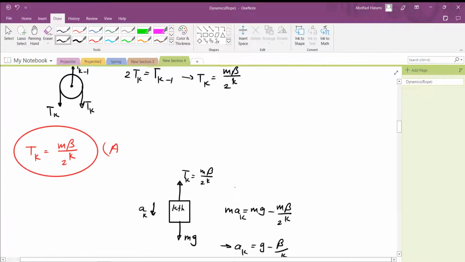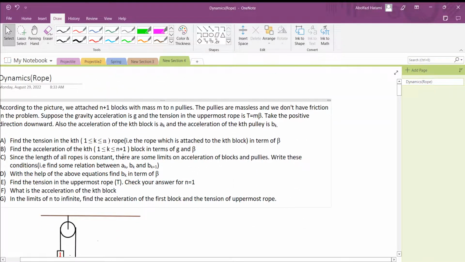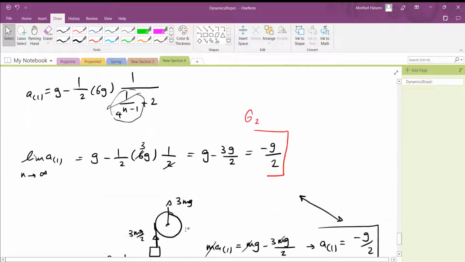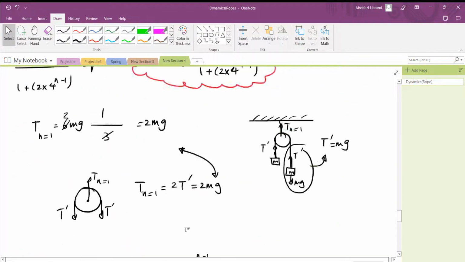Okay, and we finished this problem. It was a good problem. We wrote a lot here. It was a dynamics problem.